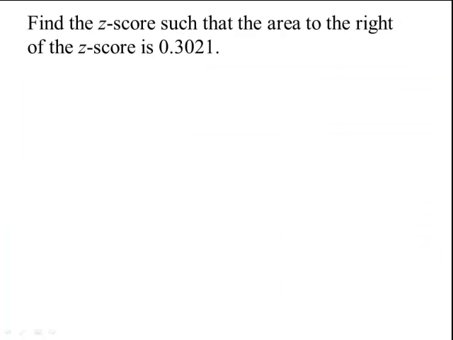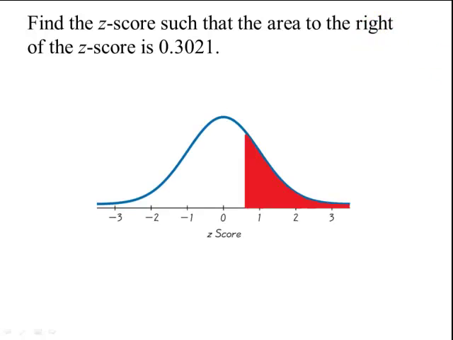Let's look at another example. Find the z-score such that the area to the right of the z-score is 0.3021. Let's do our picture. Again, we're going to the right this time. Now this again will produce a positive z, because since we're doing the area to the right, we know this has to be a positive value because the area to the right of 0 is 0.5. This is smaller than 0.5, so it has to be a positive z.